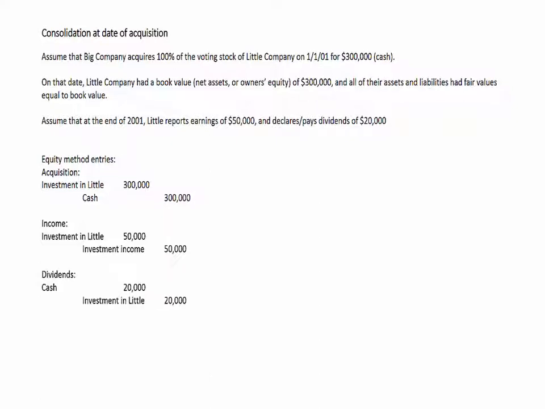Third and finally, we have the dividends paid by Little. Again, we are the sole shareholder, so we receive all $20,000 in dividends, and that reduces our investment in Little. Just to get our bearings here, our ending balance in the investment in Little is $330,000. That's our beginning balance of $300,000 plus our share of the earnings less our share of the dividends. And the investment income is $50,000.